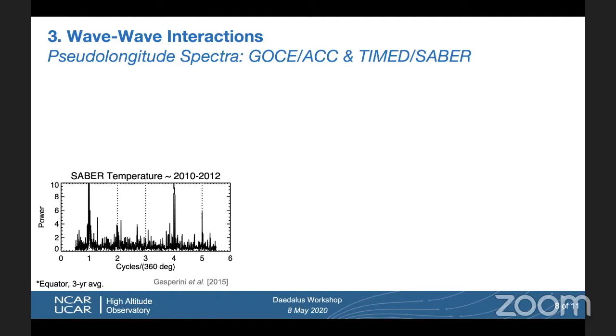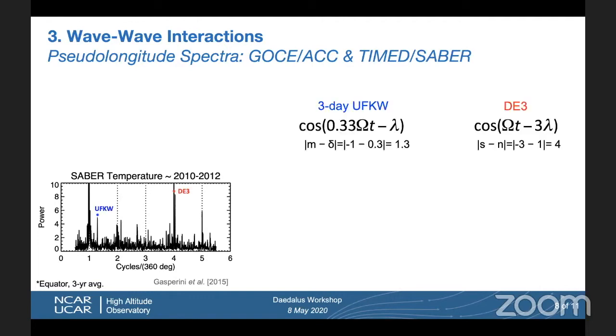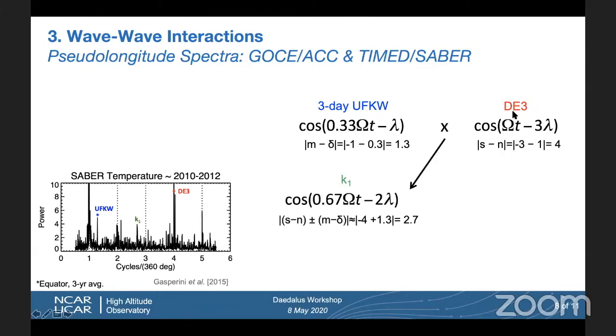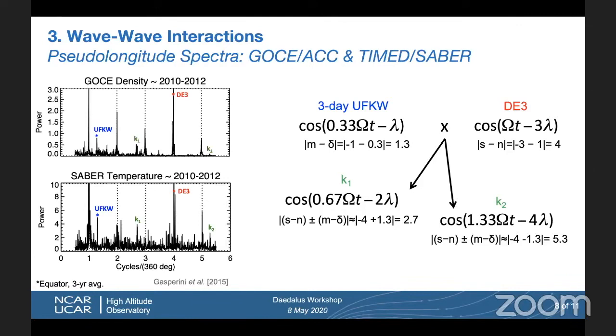And so in a pseudo-longitude spectrum, we see this peak here, for example, likely due to a 3-day ultra-fast Kelvin wave, as well as a strong wave 4 peak due primarily to the DE3 tide. And then we also see the interactions, the K1 and K2 sidebands, in the SABER temperatures. If we then look at the GOCE densities for a concurrent period of time, and GOCE followed a quasi-synchronous orbit, we see evidence of similar periodicities.